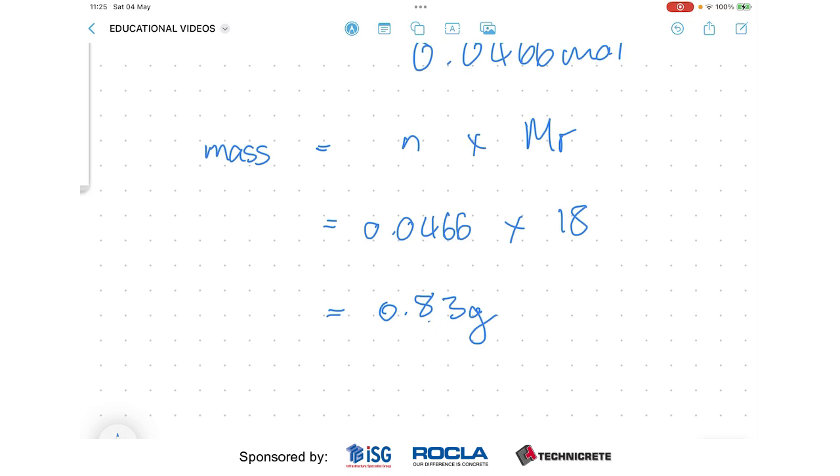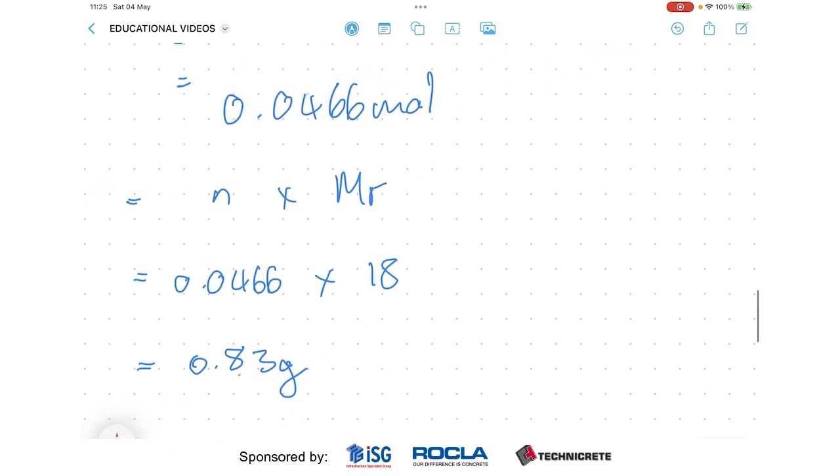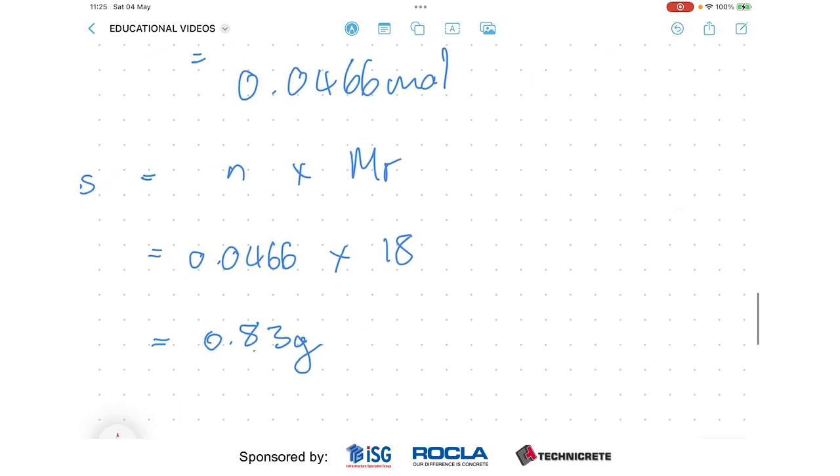So we just have to remember that our equation is given to us at the end of the paper as well. I just don't have the full paper. But at the end of the paper, the equation is given where n equals m over Mr. So this is moles equals mass over molecular weight.